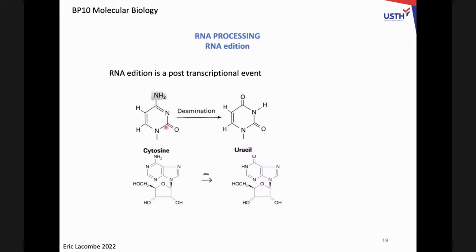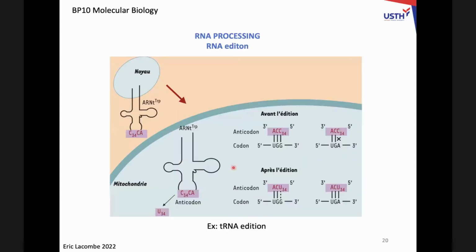For example, a cytosine can be deaminated and it turns into a uracil. So you can convert a C to a U, just chemically, okay? It's not during transcription, it's a chemical transformation of the base. So it's just to show you what it is. It's a little bit disconnected from the rest.